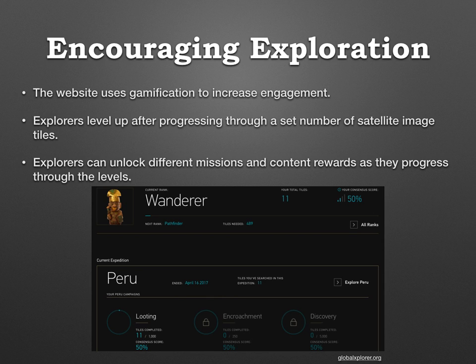Properly identifying the satellite images is a difficult task, so to keep explorers interested, the website uses gamification. The image you see is of the screen of an explorer, and explorers can level up after progressing through a set number of satellite images, and as they level up, they can unlock different missions. The first of which is looting, the second mission is encroachment, and the third mission is discovery. And not only can they unlock new missions, but also they can unlock content rewards as they progress through the levels.